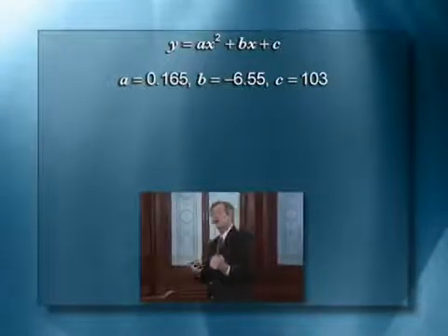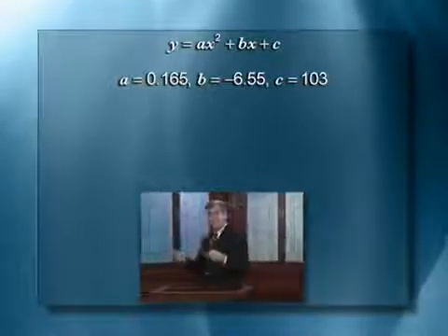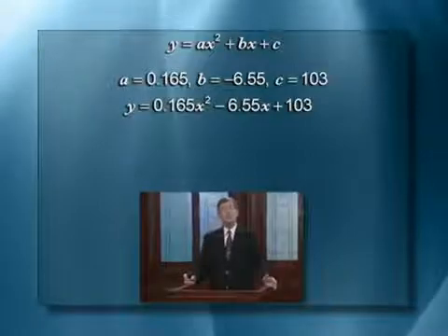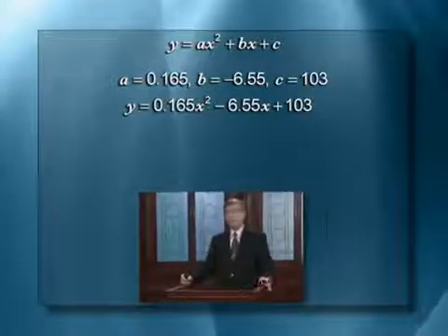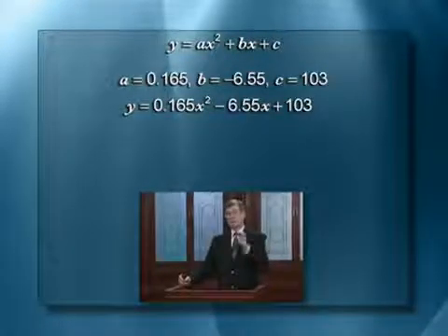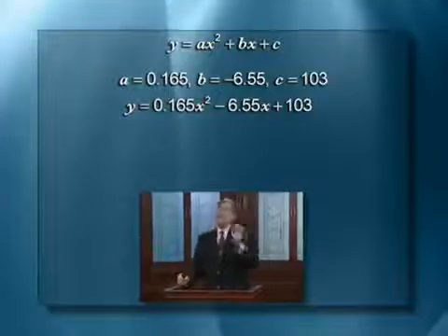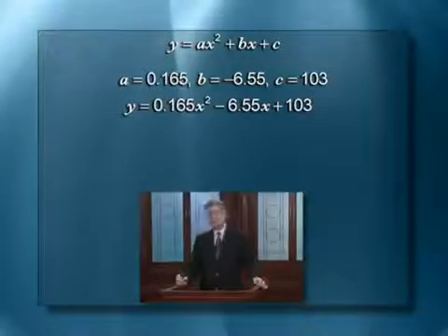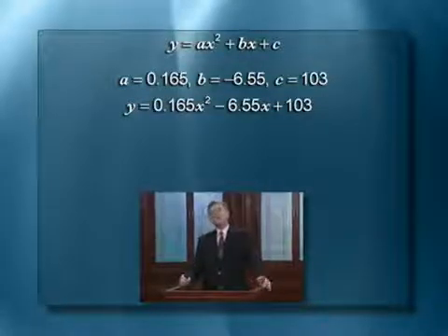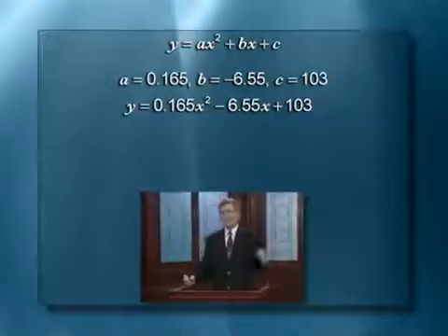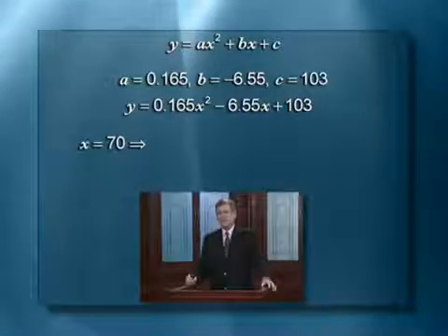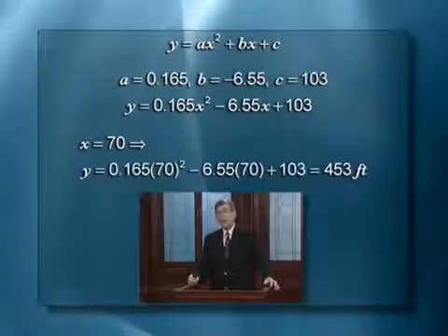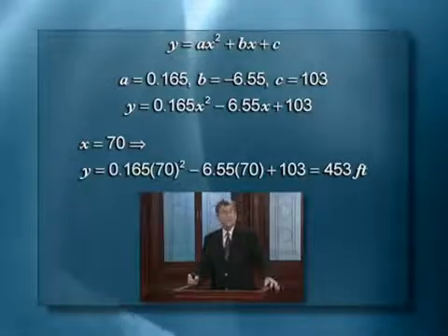So we have our parabola that fits the data. It's 0.165x squared minus 6.55x plus 103. That parabola satisfies the 3 data points that we were given. All right, what can you do with this? Well, if you want to know what happens when we're going 70 miles an hour, plug in x equals 70 into this equation for the parabola, and you get 453 feet.